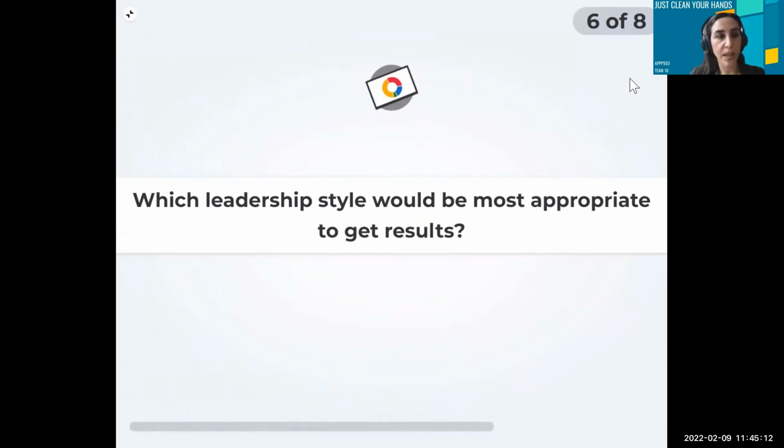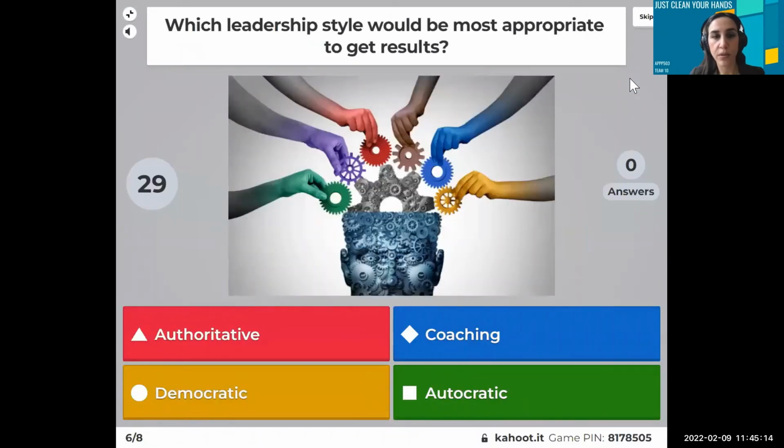Which leadership style will be the most appropriate to get results? I will keep this question short because the other team already talked about this. But when answering this question, please think about the environment. We are talking about a hospital, healthcare issues. So when making your choice, please focus on the environment. We still have some seconds to go.